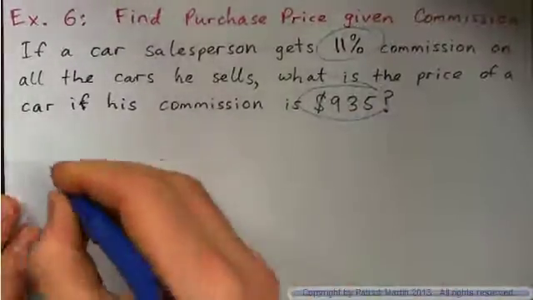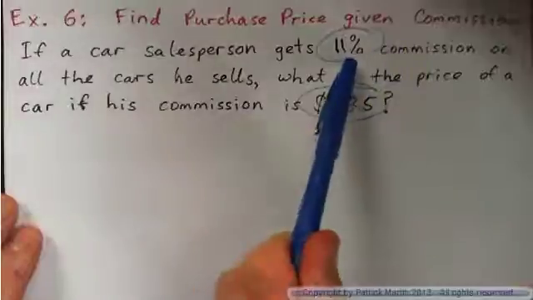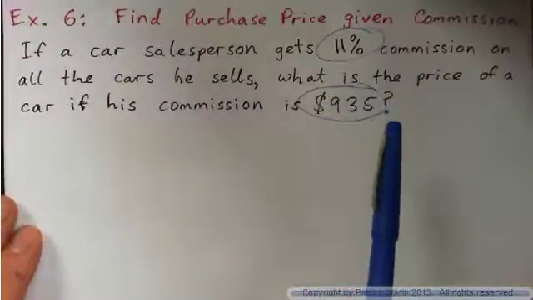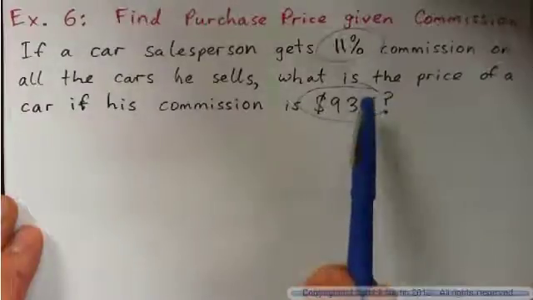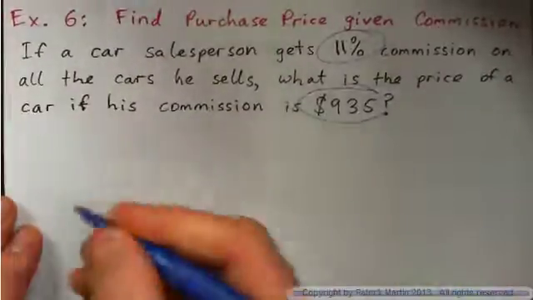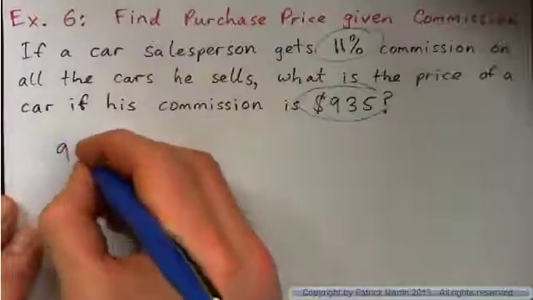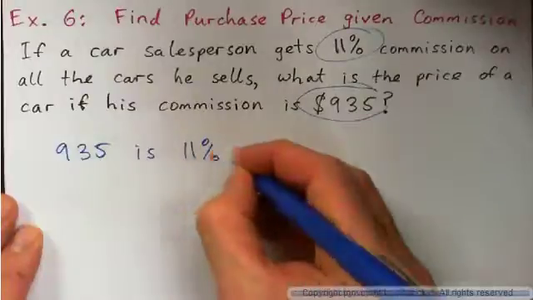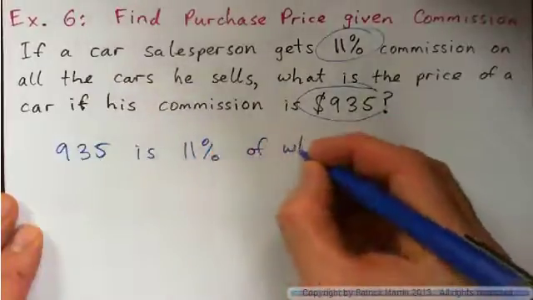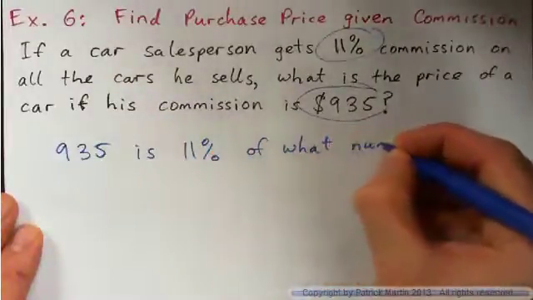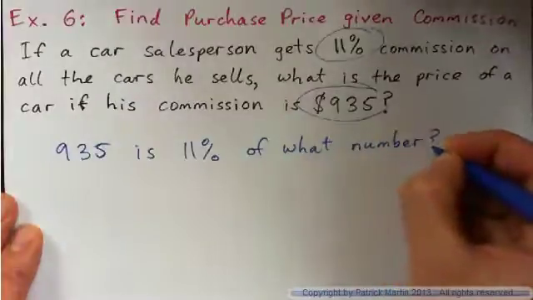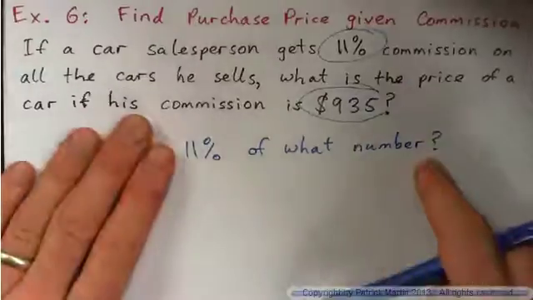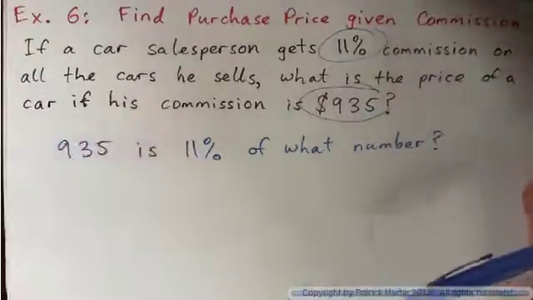In other words, 11% of what is that? Or, this is 11% of what number? You could do it that way. It doesn't really matter. You could say $935 is 11% of what number? That's another way of doing it. Or you could go, 11% of what number is 935, right?